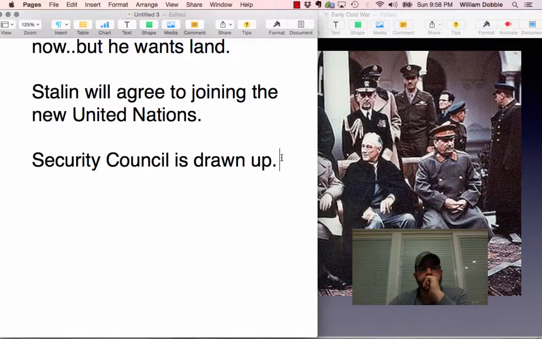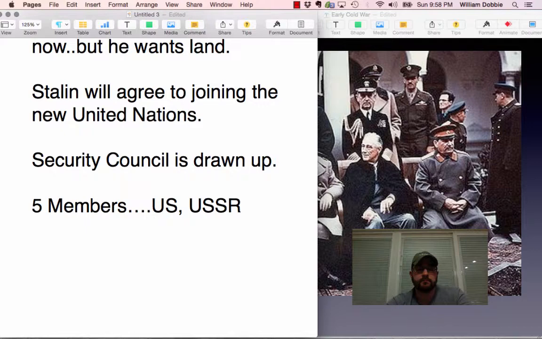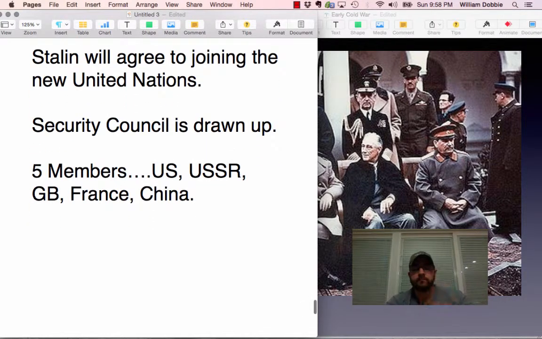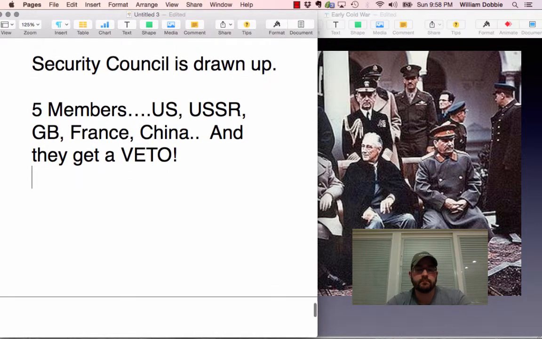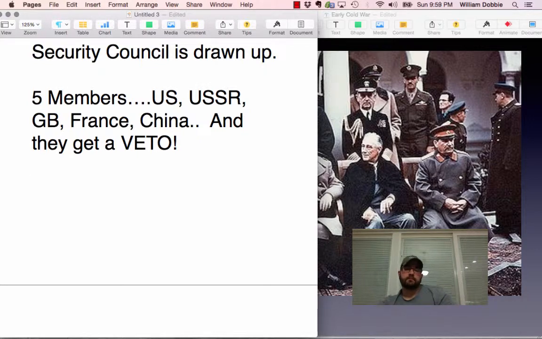So the Security Council is going to feature, and it's drawn up at Yalta, 5 permanent members. 5 countries that will be members of the Security Council in perpetuity. They will always be there. They were there in 1945. They're going to be there in 2045 if the UN is still there. And these 5 permanent members will not only always be on the Security Council, but they will also enjoy veto power. Which means if 4 members think you should use their collective militaries to do something, and one guy disagrees, he can veto it.